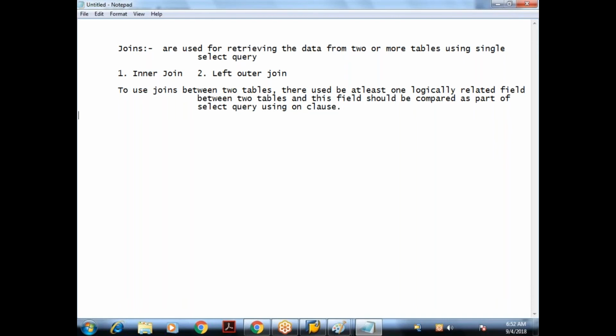Something like this: table 1 dot field equal to table 2 dot field. You have to compare it using the ON clause: ON table 1 dot field is equal to table 2 dot field. Right, so let's understand the difference between inner join and left outer join.